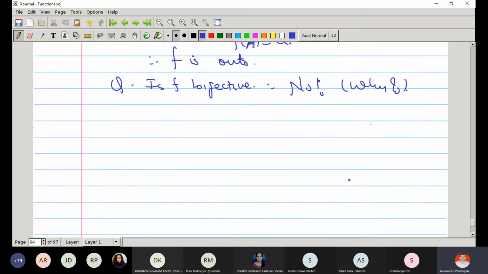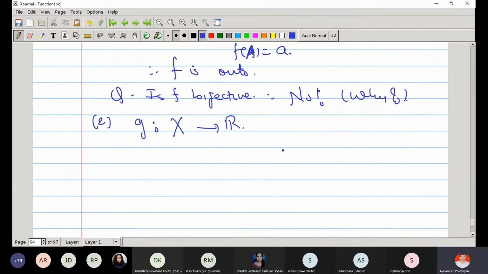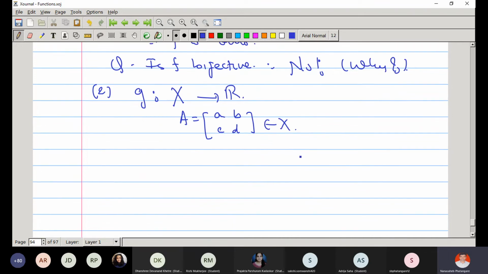Now, can you define any other function from the same set to real numbers? Suppose you have some matrix, some element of X. What other process can you do so that you will get a real number? Is there any other process? Determinant is one process. What is another process?